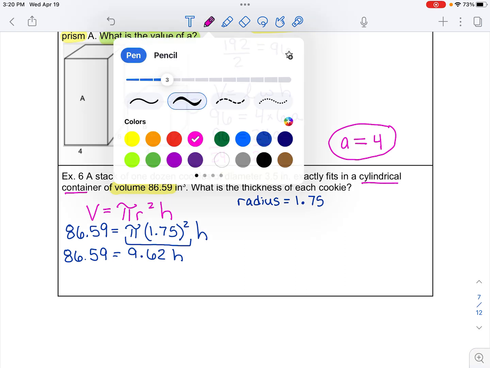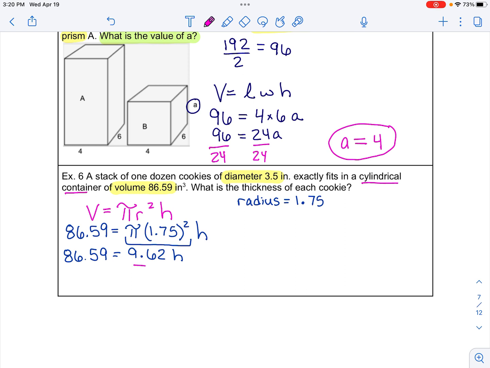So to get h by itself, when you have multiplication, the opposite is to divide by the number in front. So if you take 86.59 and we divide by 9.62, we get about 9. The height of the cylinder is 9 inches. So if I was to draw this over here, it's not a very good cylinder. We have a 9-inch cylinder, with a diameter of 1.75 to hold our dozen cookies.